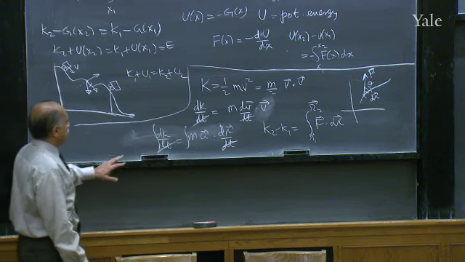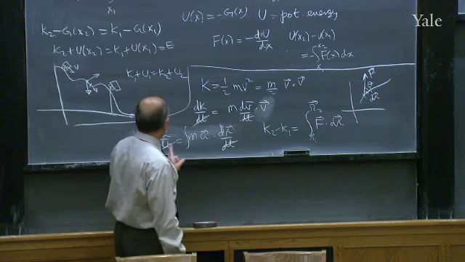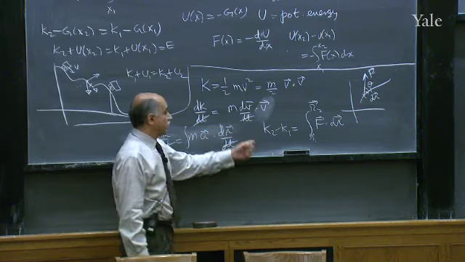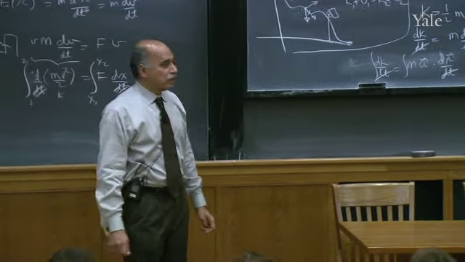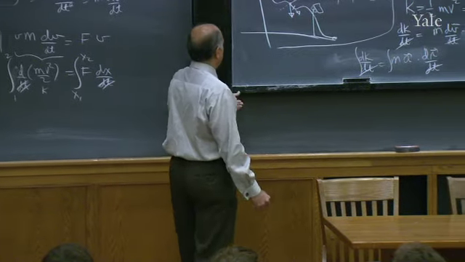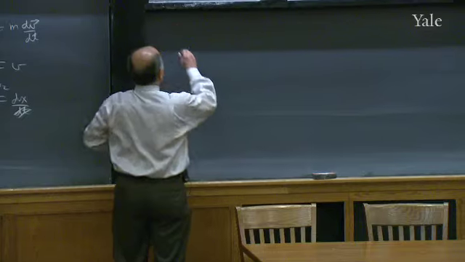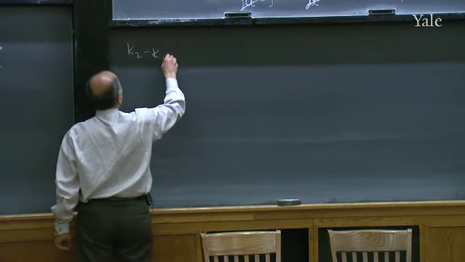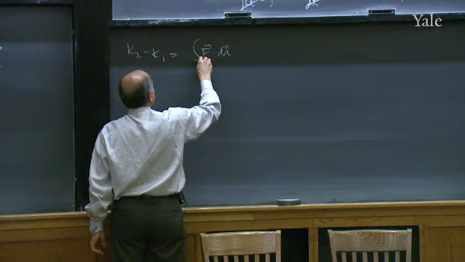You guys with me now? In spite of the little mess up here, this ma is my force, the dt's got cancelled, and the dK is added up to K2 minus K1, and this is that integral. All right, so now it looks pretty good. Except for the complication of the dot product, you have this nice result that K2 minus K1 is the integral of F dot dr from r1 to r2.